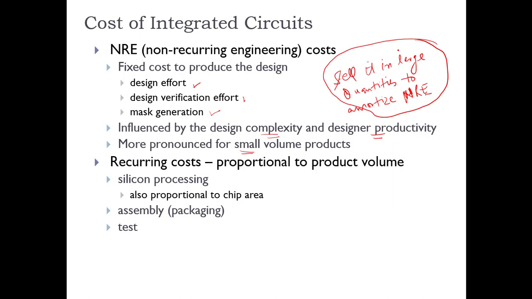So, we talked about the recurring cost. It is basically the cost of silicon processing, and it's proportional to the chip area. So if your chip is large, the cost will be large. If it is small, the cost will be small. Then the assembly packaging also depends on your chip area and its characteristics. And then you want to test it, so the testing also costs, as I told you.